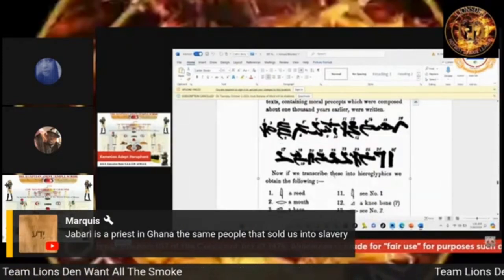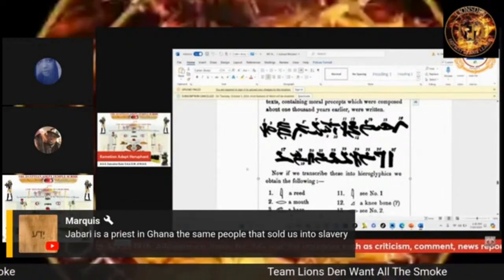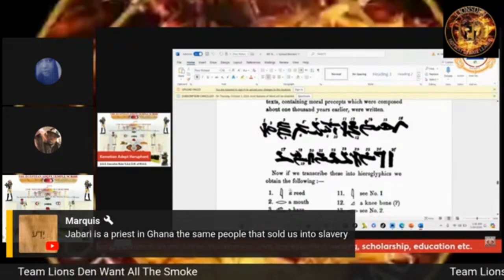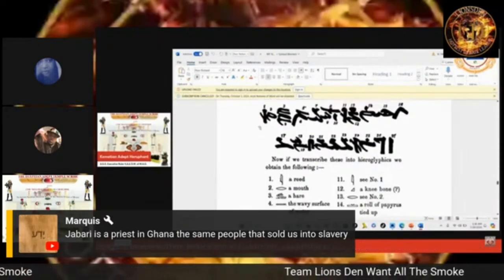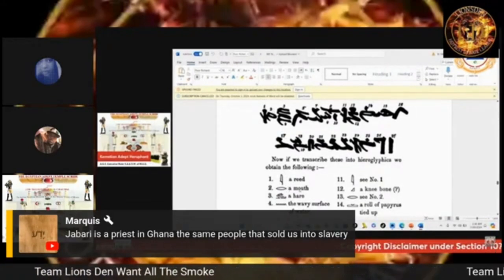It says, now if we transcribe these into hieroglyphs, we attain the following. This is exactly what they did under the Champollion method. So they wanted to say this number 1 is the reed leaf, right? So they took the hieratic letter and said, okay, this looked like that, so we're going to compare that to that. This is the number 2. And they want to say that this is the same as the mouth.